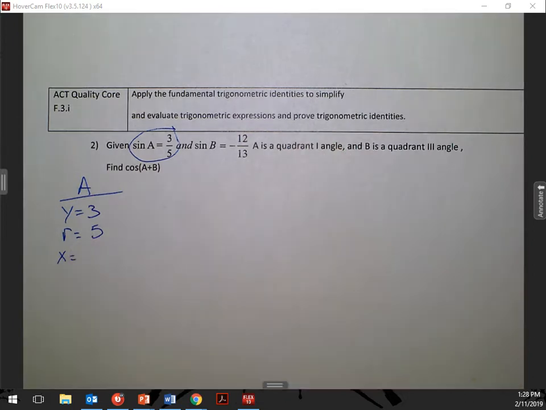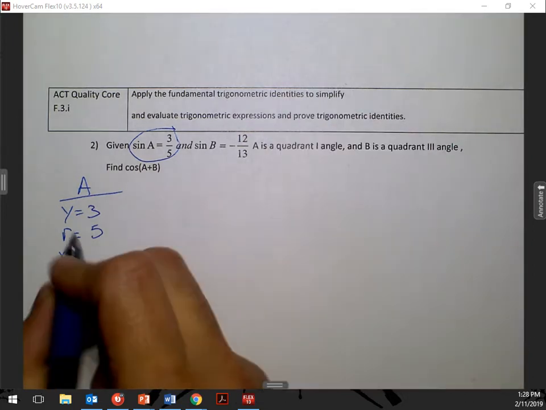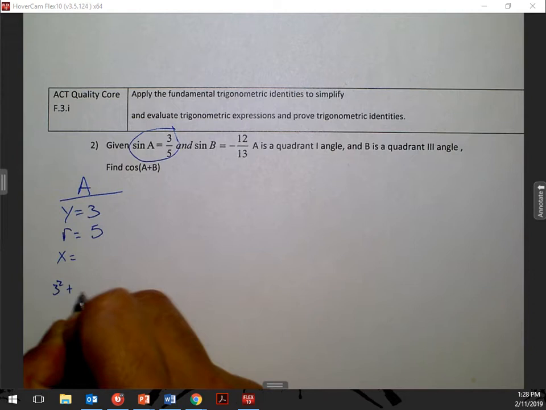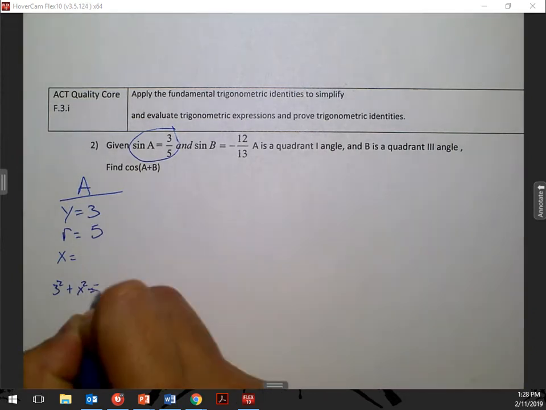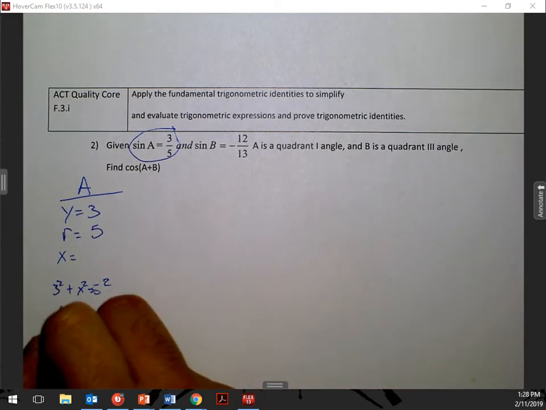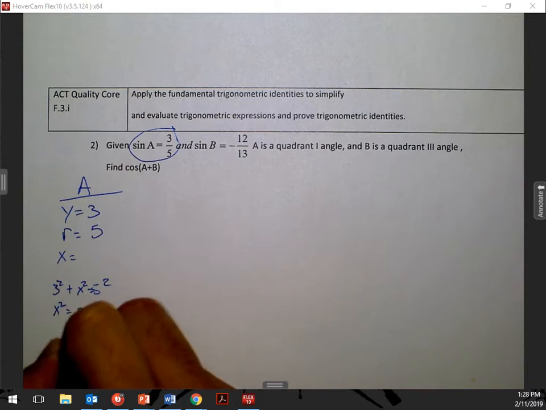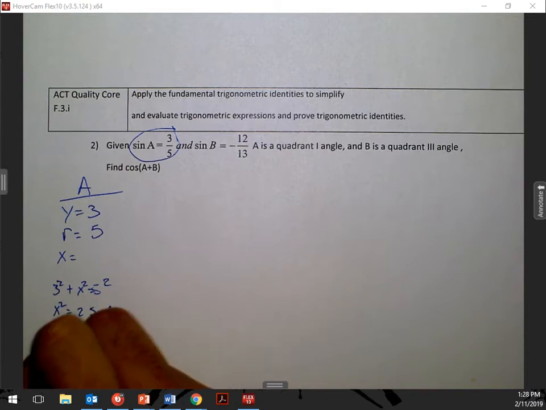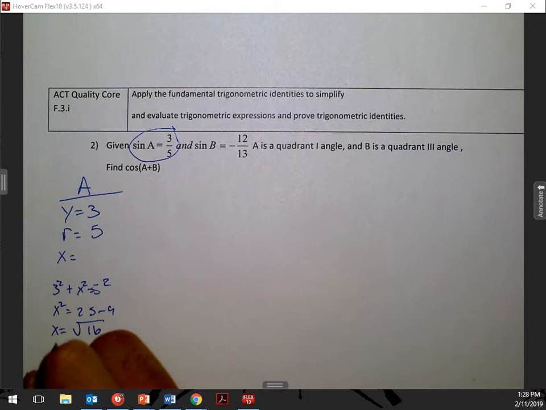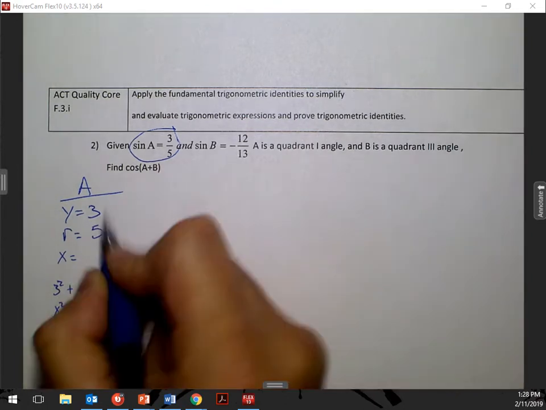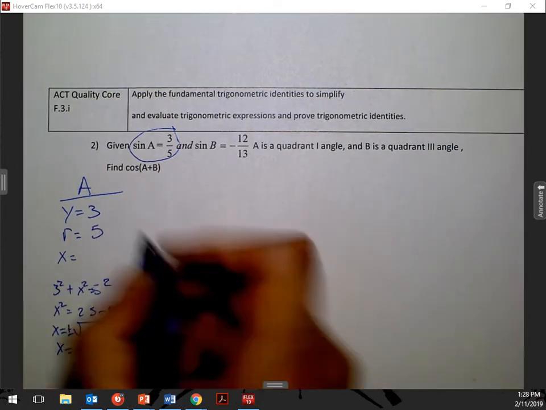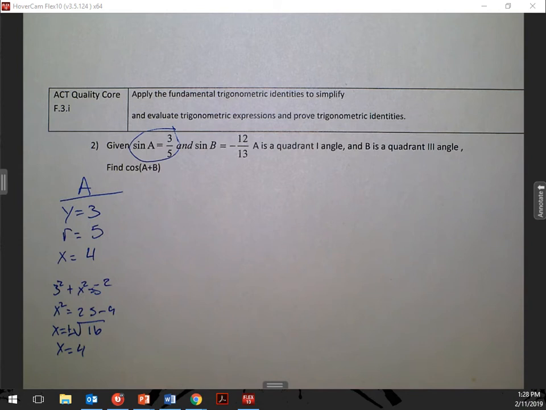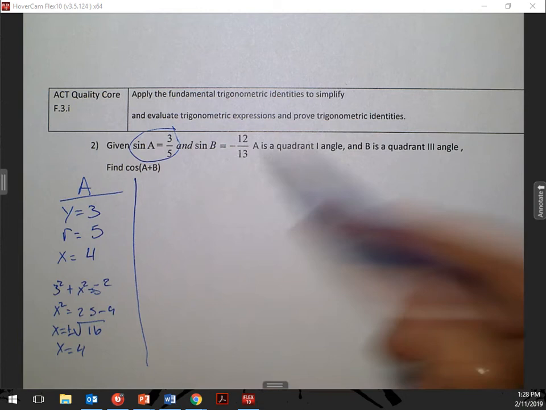So, go ahead, do your Pythagorean theorem. It's going to be 3 squared plus x squared equals 5 squared. So x squared equals 25 minus 9, x squared, square root of 16, x is positive 4. Plus or minus right here. So it's positive 4 in quadrant 1. So those are my A's, right? Now I got to do the same thing, but I got to do the B's.